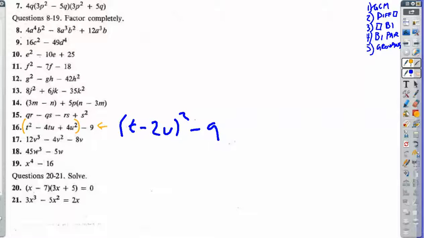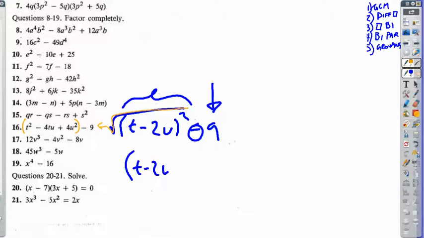Oh boy. This is a perfect square. So is this, and we have our subtraction. This is a difference of squares here, folks. So what's the square root of this right here? I should do that in orange. The square root of that is just going to be t minus 2u.